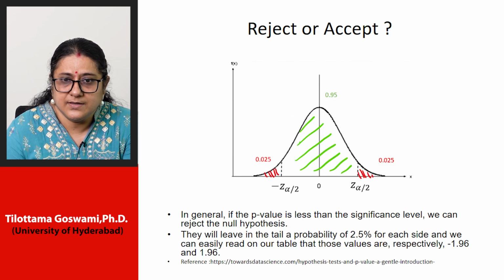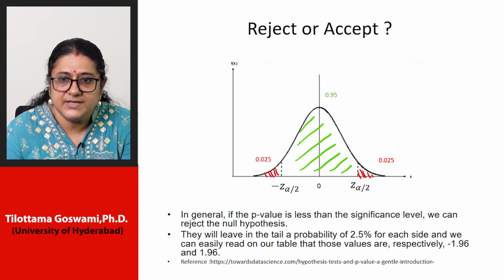So this is the green area, which is the acceptance area, and the two tails, each 0.025, add up to 0.05. That is the area where we do not accept, we reject. So if the p-value is less than the significance level, we can reject the null hypothesis. This leaves in each tail a probability of 2.5% on each side.